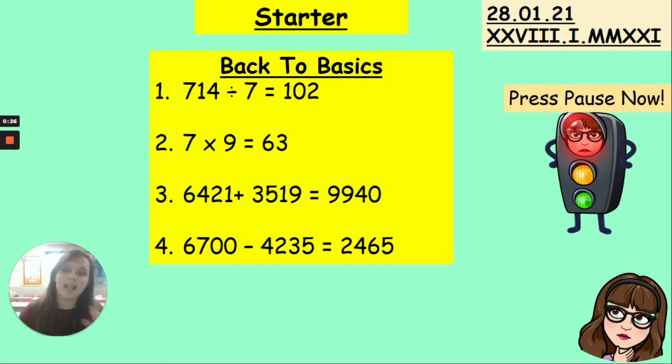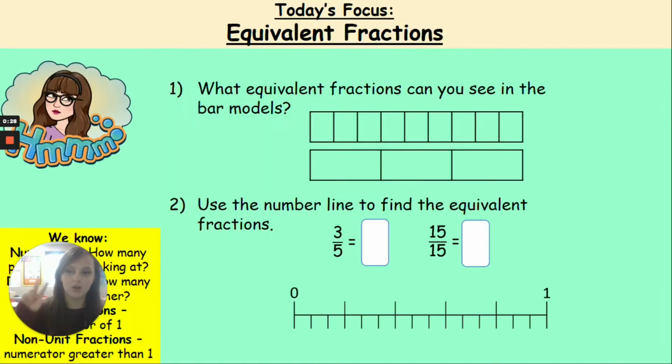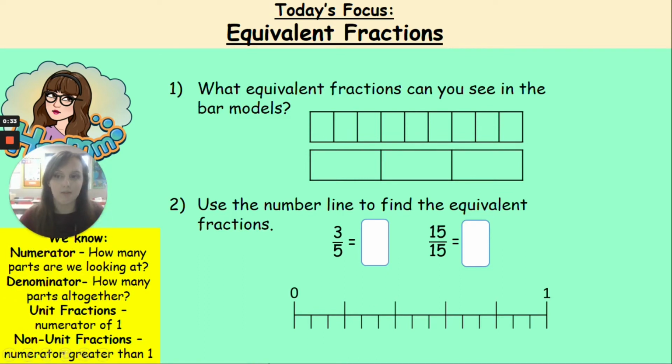Moving on to today's lesson focus in 3, 2 and 1. So today we are looking at equivalent fractions. We know the word equivalent means equal. If two things are equivalent, they are worth the same. So we are looking at fractions today that are worth the same.